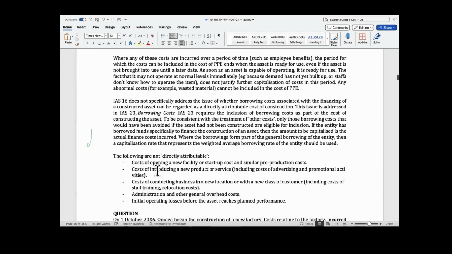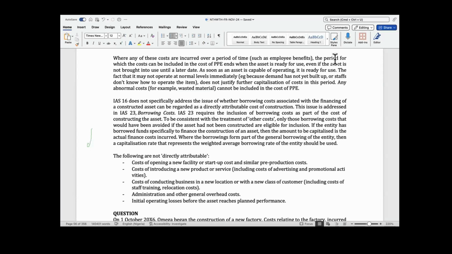Now, going forward, it's possible that some of these costs will be incurred over a period of time.